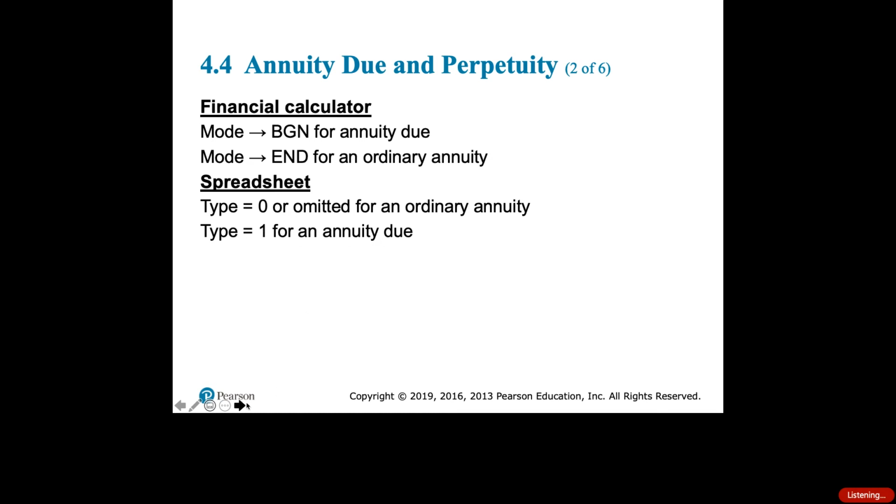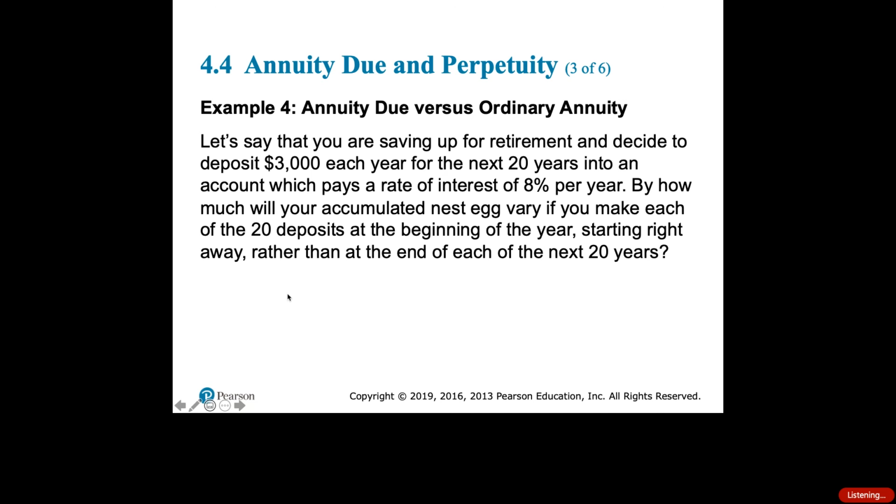Now let's take a quick example to see the difference in terms of what happens to our future value. So let's say we're saving up for retirement and we decide to deposit $3,000 each year for the next 20 years, at an interest rate of 8%. Now, by how much will your accumulated nest egg vary if you make each of the 20 deposits at the beginning of the year, starting right away? That's our annuity due. Rather than at the end of each of the next 20 years. That's our ordinary annuity.